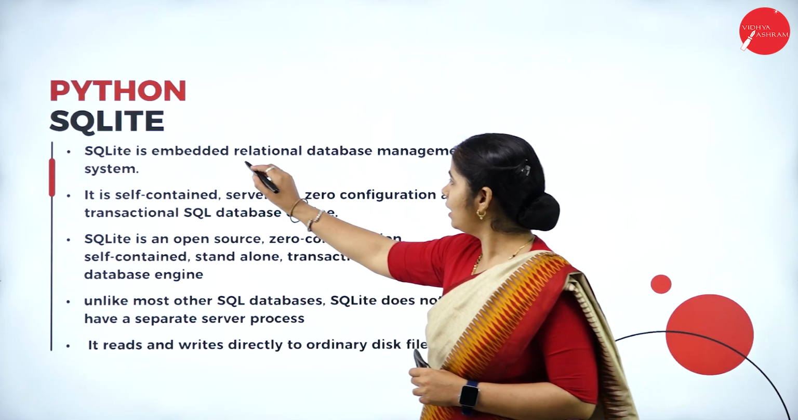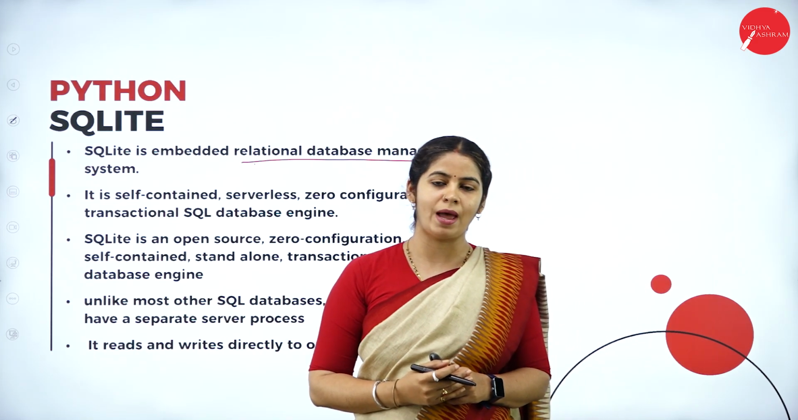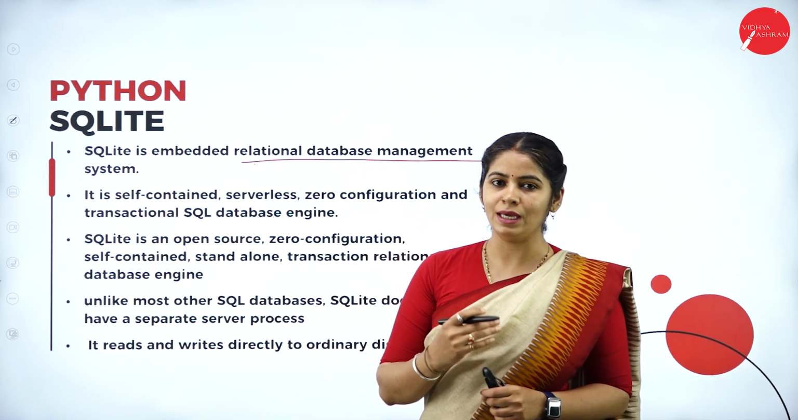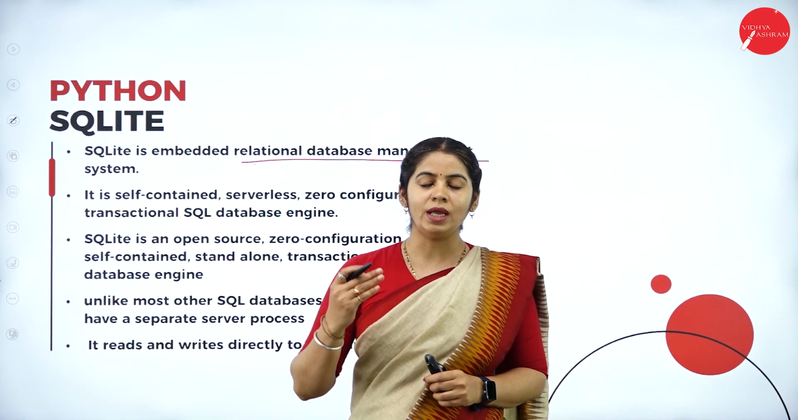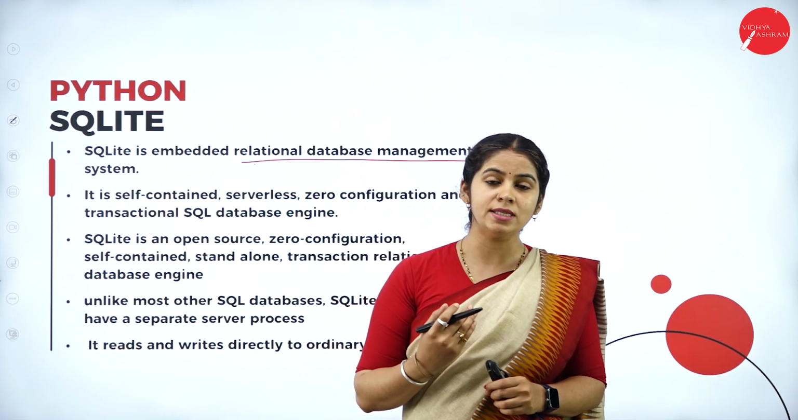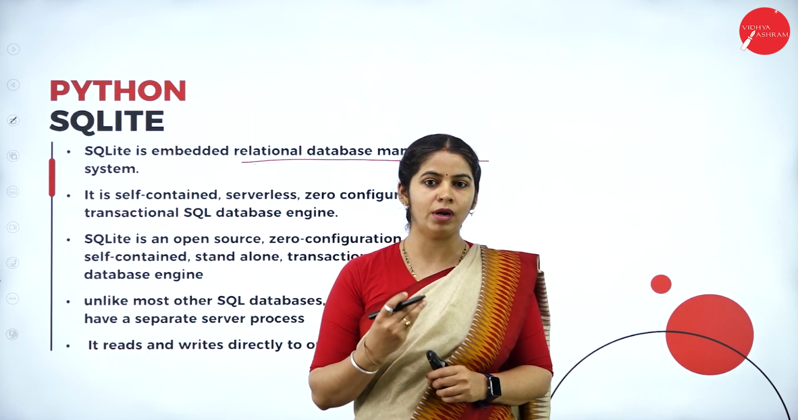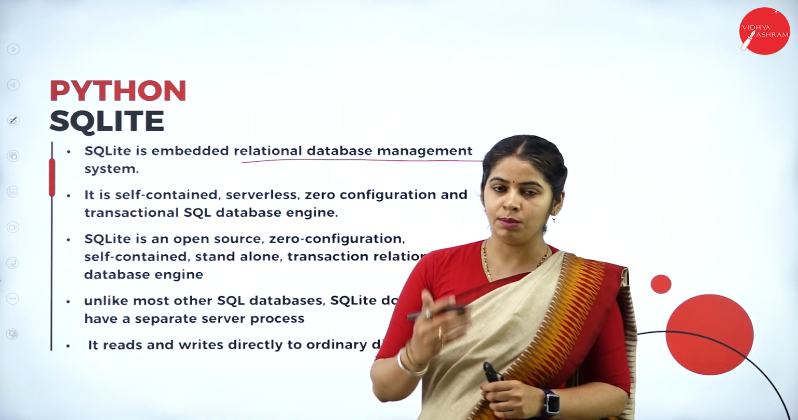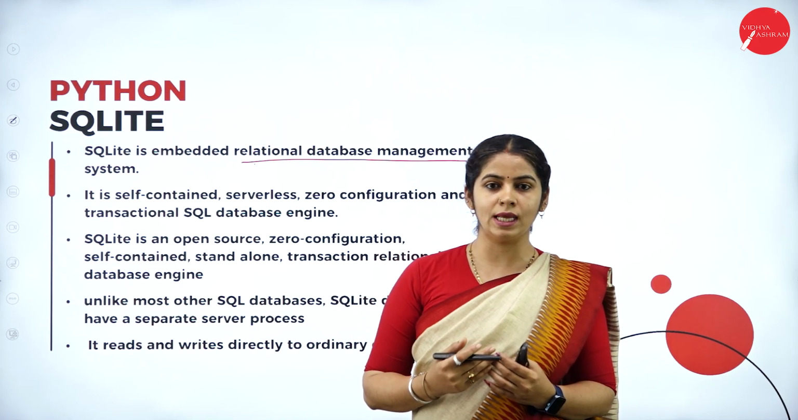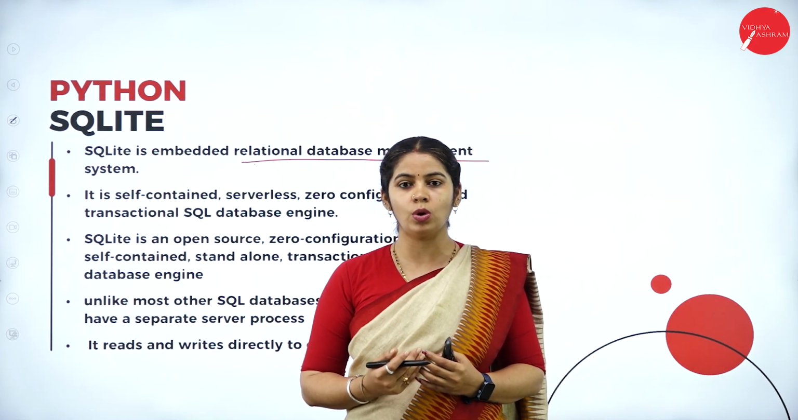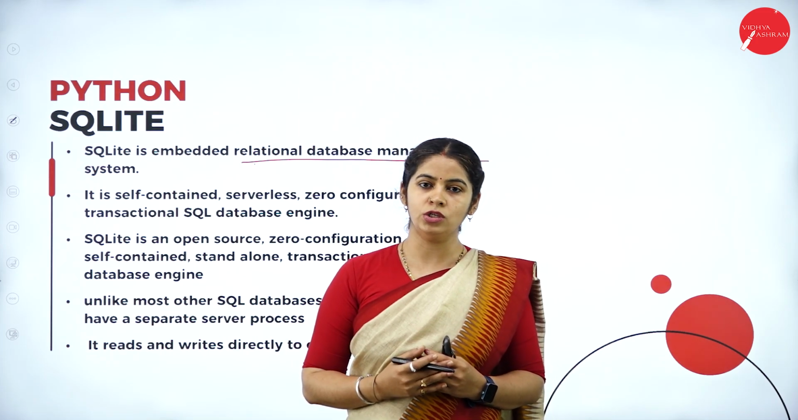SQLite is an embedded relational database management system. Why is it called a relational database management system? Because all the tables in the database are related to one another. Without any relation, you cannot access the data from one table to another table using a primary key or a foreign key. That's why we call it a relational database model. All the tables of a particular database have to have one or the other relationship with each other.